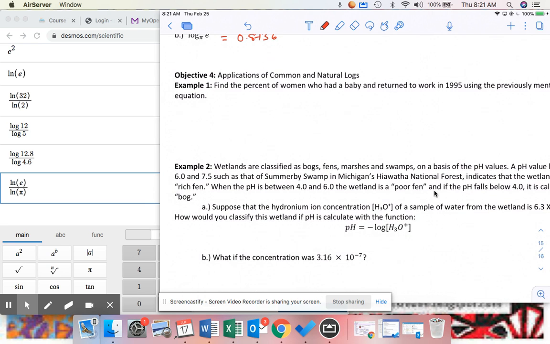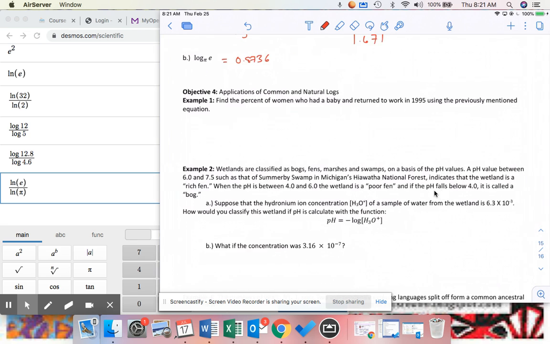Right, let's talk about some applications for common and natural logs here. We are going to solve a couple problems with these guys. Now, you could solve them with common logs, but I think I'm going to do all of my change of base with natural log if I come across that.